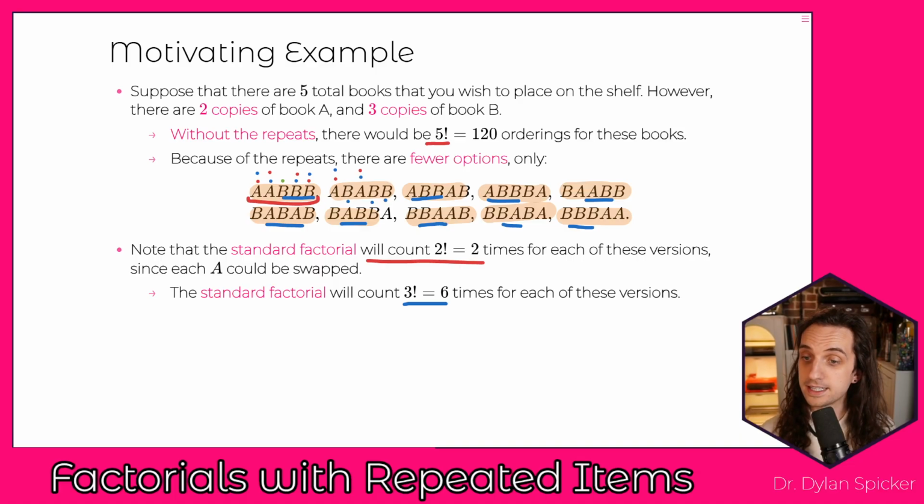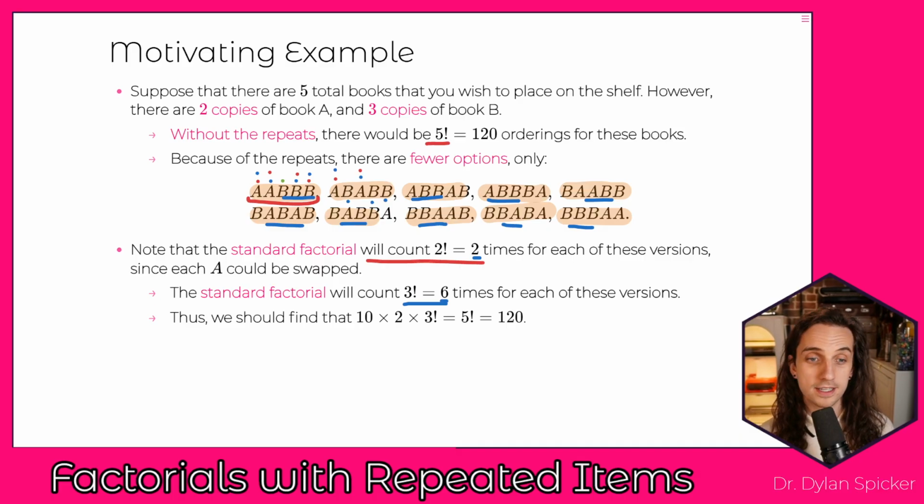And so taken together, there's going to be 2 times the number of combinations based on the A's, and 6 times the number of combinations based on the B's. If we write this all down, we pick one of these different orderings as our first choice. We pick one of them out, and then we pick one of the orderings of the A's, and then we pick one of the 3 factorial orderings of the B's, and that gives us our 5 factorial, or 120. If you take 10 times 2 times 6, that gives us 120.